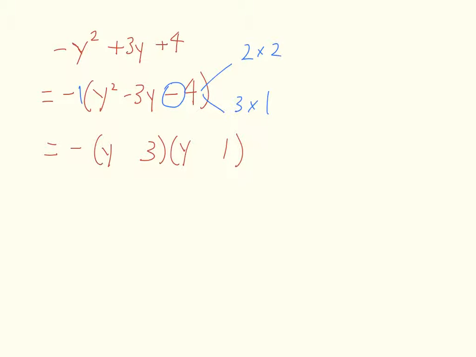Pardon me, it shouldn't be 3 and 1, it should be 4 and 1. So because I have minus 3y, I'm going to have y minus 4 and y plus 1. That's how we fully factorize that expression there. Don't get concerned about this negative out the front. We just take it into account. We take it out as a common factor.